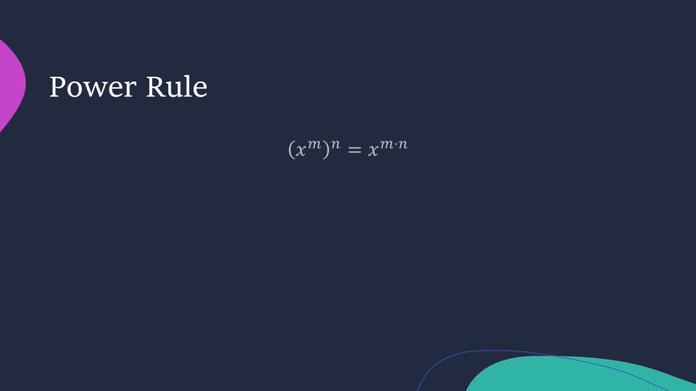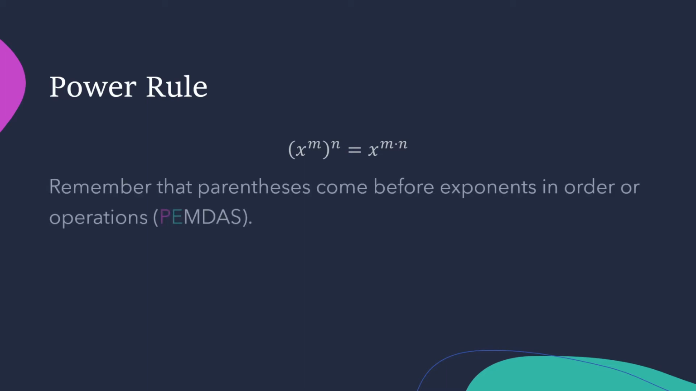Alright, power rule. And this is basically an exponent to another exponent, and in this case, you multiply the exponents. So like the quantity x to the m to the n power is equal to x to the m times n power. And this is mainly because order of operations, parentheses always comes before exponents. So you have to do everything inside the parentheses before you raise it to the exponent.